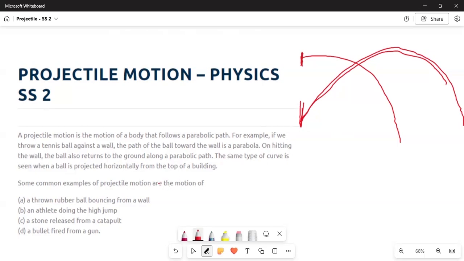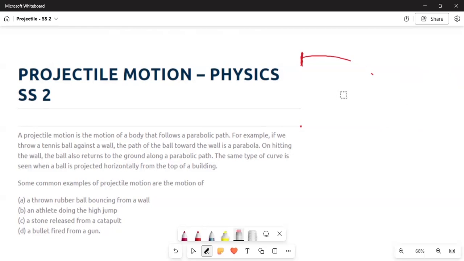So some common examples are the motion of a thrown rubber ball bouncing from a wall. Any elastic material that can bounce off a wall when you throw it against the wall, as it is coming back, as it is bouncing off the wall, it traces a curve. An athlete doing a high jump follows a curved path. If you are to trace your path, this is the barrier that you want to jump across. You normally go to a far distance and then run. When you are close to that barrier, you lift yourself over the barrier. As you are going up and coming down, you trace a curve.